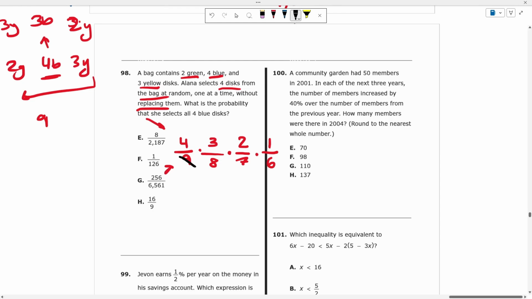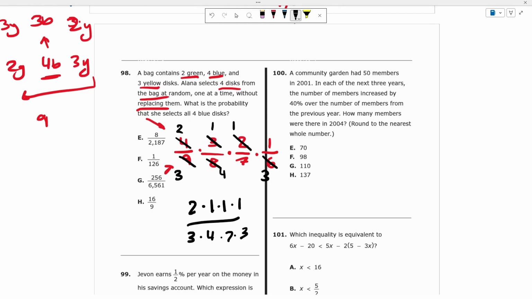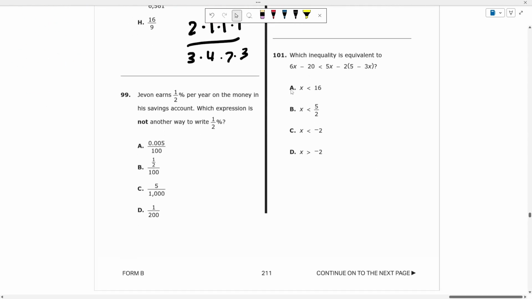Okay? So simplify this. If you have 9 in the denominator and 3 in the numerator, you get 1 and 3, right? If you have 4 in the numerator and 8 in the denominator, you can simplify that into 1 over 2. If you have 2 in the numerator and 6 in the denominator, you can simplify that into 1 over 3. So really, this is the same thing as saying 2 times 1 times 1 times 1 in the numerator, and 3 times 4 times 7 times 3 in the denominator. And when you do all that multiplication, you're actually going to get 1 over 126.